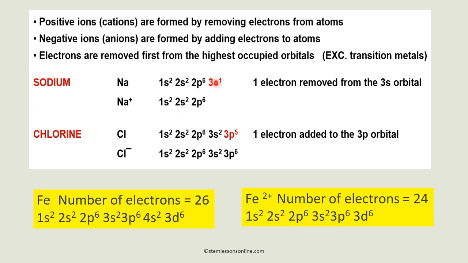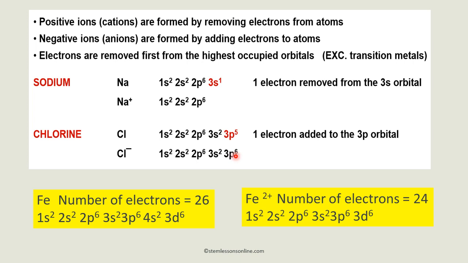So the example is here. For sodium, we already discussed that 3s1 is the highest energy level, so we are removing that electron. And for chlorine, we are adding 1 electron to the highest energy level. So it will be 3p6.